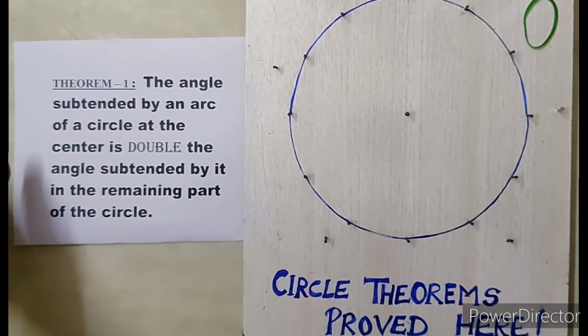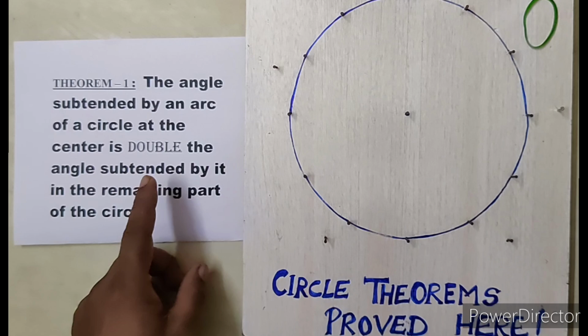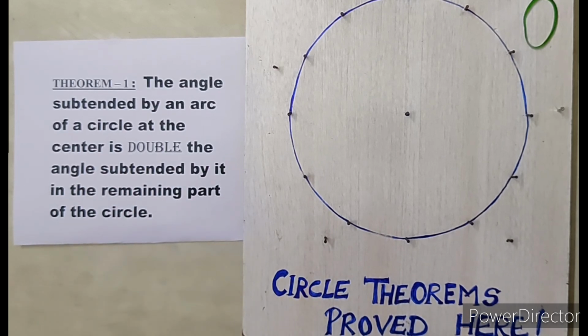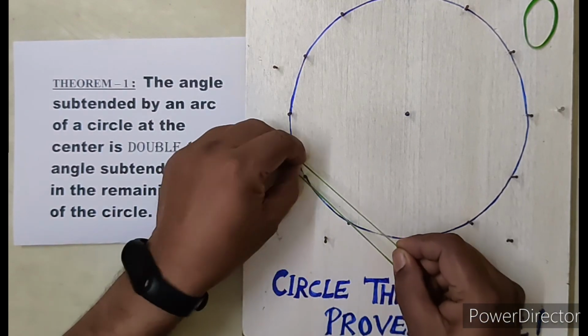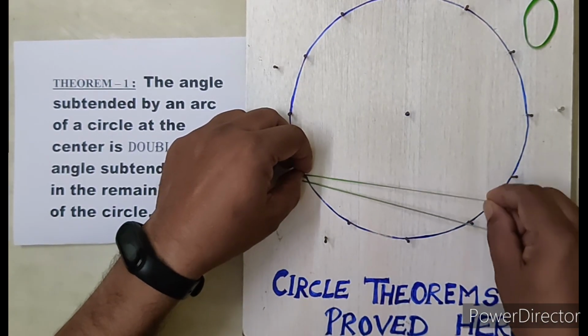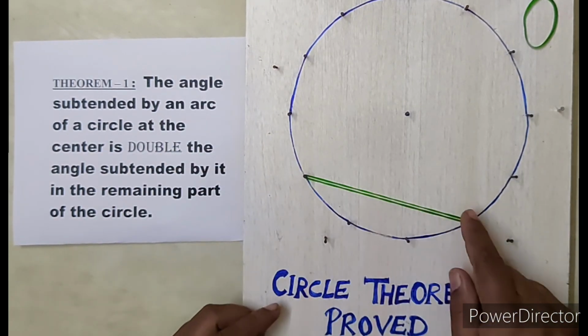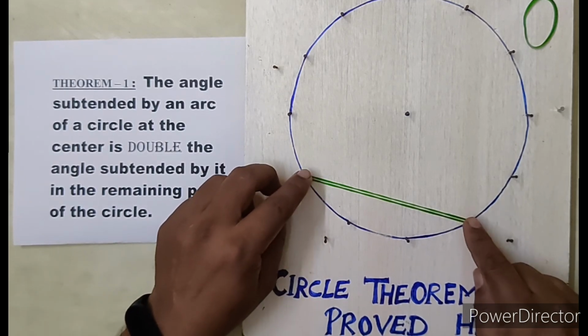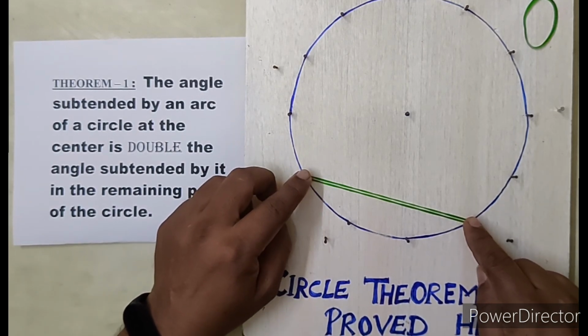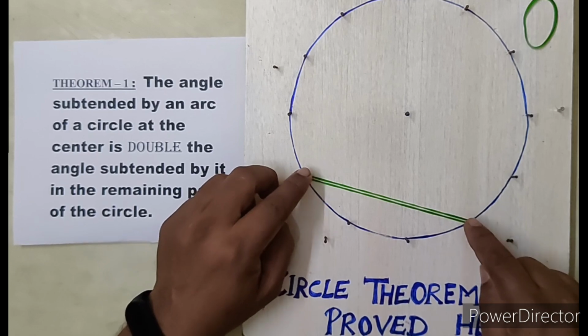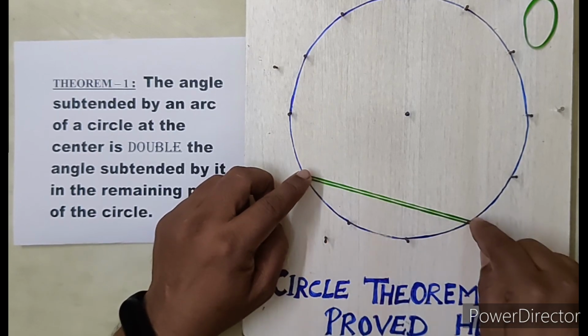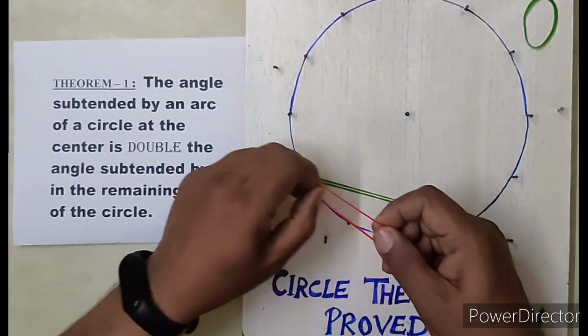So first of all, start with theorem 1, which says the angle subtended by an arc of a circle at the center is double the angle subtended by it in the remaining part of the circle. First of all, we need to take an arc. So if I am taking this arc, I have drawn a chord based on that arc, because the angles which will be formed will be the angles formed by the lines going from these two points, because this is the arc.